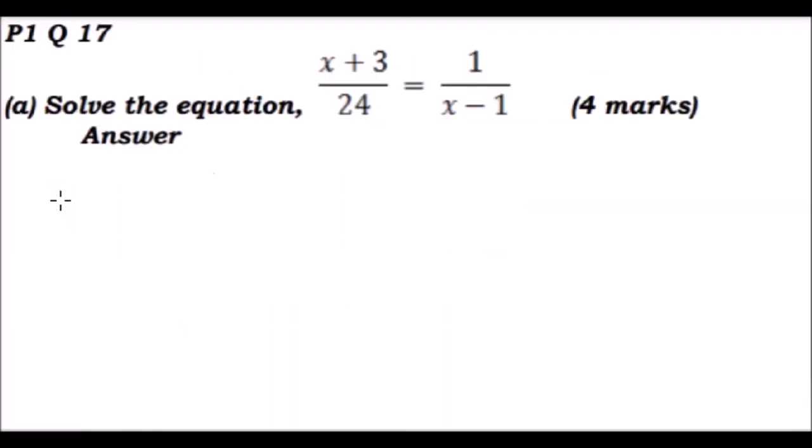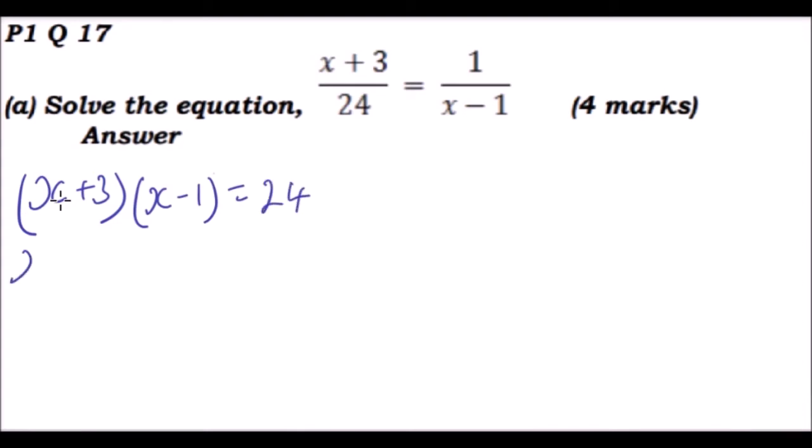So you are required to solve this equation. (x + 3)/24 is equal to 1/(x - 1). So you cross multiply. So you have (x + 3)(x - 1) is equal to 24 times 1, which is 24.